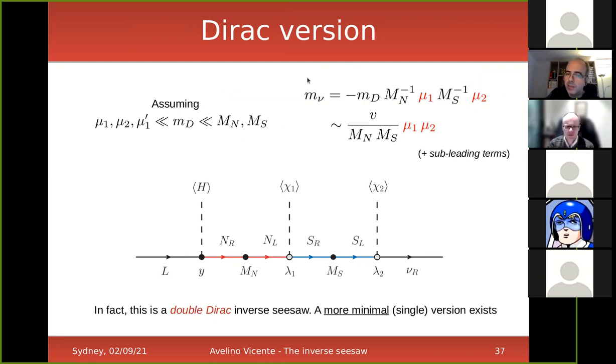you end up with an expression for the now Dirac mass matrix for the neutrinos, which is proportional to mu1 and mu2. So again, if mu1 and mu2 are both small, which is the assumption behind this calculation, you naturally get small neutrino masses, and in this case, Dirac neutrino masses. In fact, this is a double Dirac inverse seesaw, as you can see.